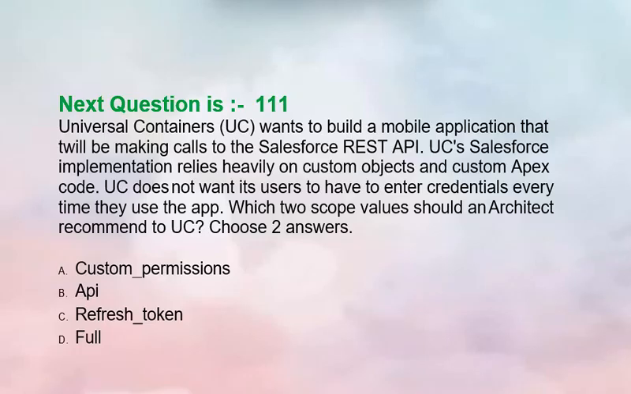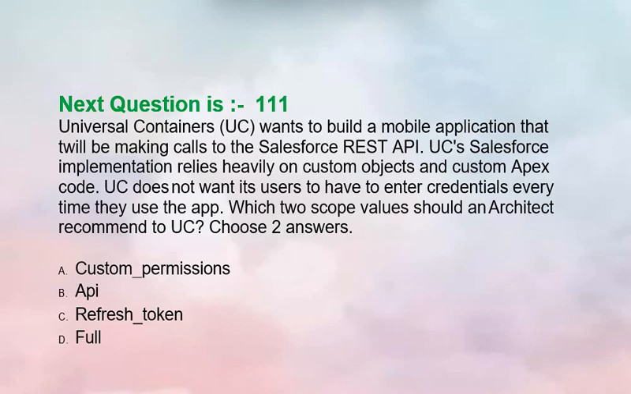Question: Universal Containers (UC) wants to build a mobile application that will be making calls to the Salesforce REST API. UC's Salesforce implementation relies heavily on custom objects and custom Apex code. UC does not want its users to have to enter credentials every time they use the app. Which two scope values should an architect recommend to UC?